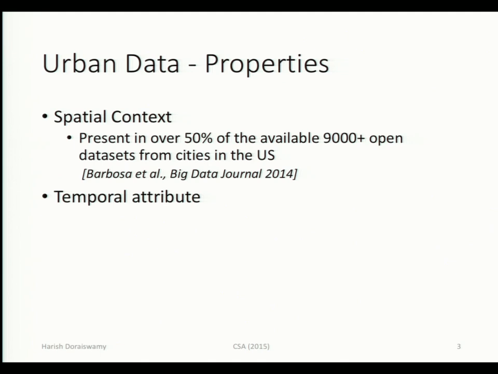Moreover, it's large. You have a large amount of data coming from cities. It's large not just in terms of size, but also in the number of data sets. Like I showed, there are over 9,000 different data sets. Each of them has, on average, 5 to 10 attributes, and some of them go to terabytes and even petabytes of data.